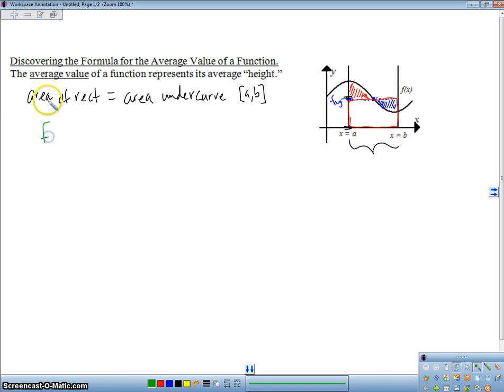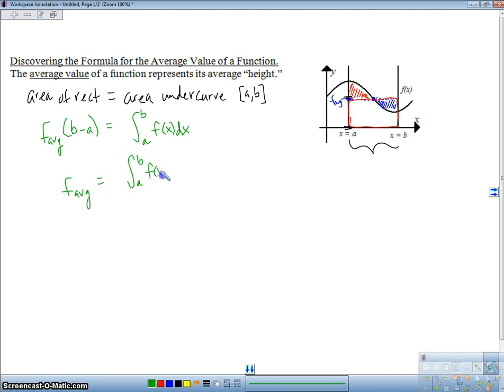So the area of the rectangle is the average value of that function times the distance from A to B, and that's going to be equal to the area under the curve from A to B of f of x dx. So then I'm just going to solve for my average value. F average is equal to the area under the curve divided by B minus A. So this is kind of how we find it, and this is what it means: it's the average height on this curve from A to B. But this is the formula that you're just going to have to memorize.